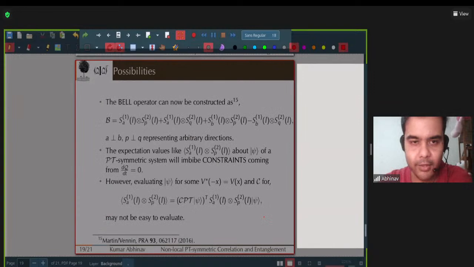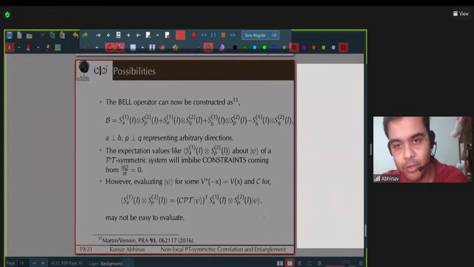Under that, you can define this Bell operator by considering two different systems with perpendicular spin orientations and consider their mixing. For each of these tensor product operators, we have to take the expectation values. What we are thinking is that if those are PT symmetric states and they are related through a correlation, there will be some signature in each of these terms, and there will be a contribution which is absent in Hermitian cases. But the problem is that you have to evaluate this norm operator.